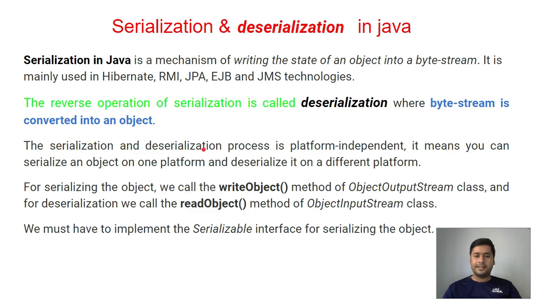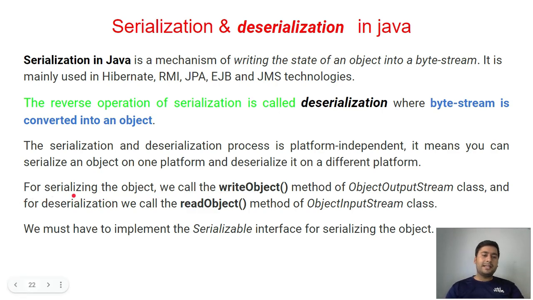The serialization and deserialization process is platform independent. It means you can serialize an object on one platform and deserialize it on a different platform. If you know the Java features, you can understand what platform independent means. In Java you can compile in one place and run in multiple places. Serialization does the same work, so you can do serialization and deserialization very easily on any platform.